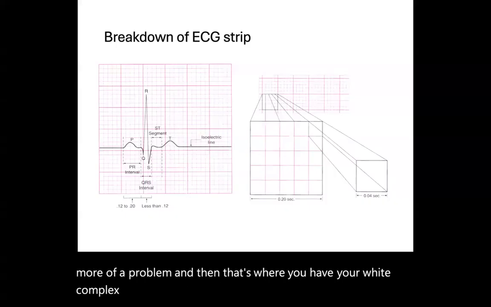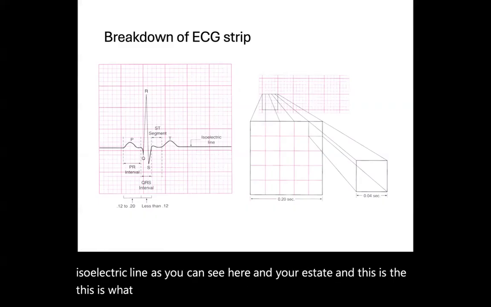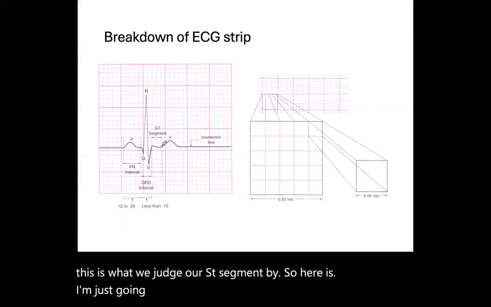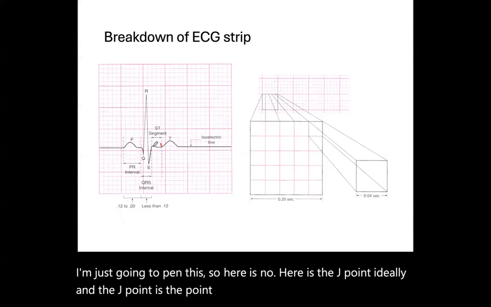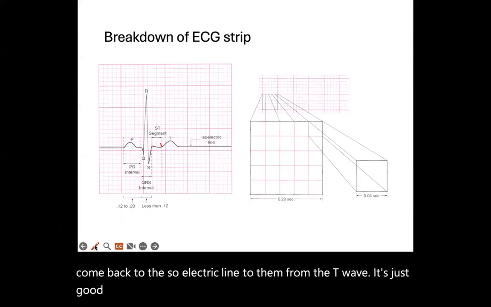The ST segment should be along your isoelectric line, as you can see here, and this is what we judge our ST segment by. So here, I'm just going to pen this. Here is the J point, ideally, and the J point is the point where the S tries to join the T, tries to come back to the isoelectric line to then form the T wave. It's just good knowledge.